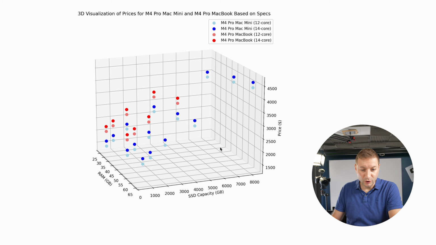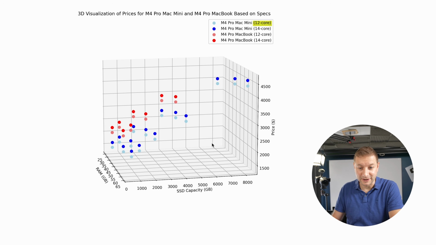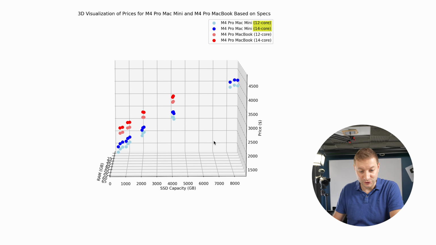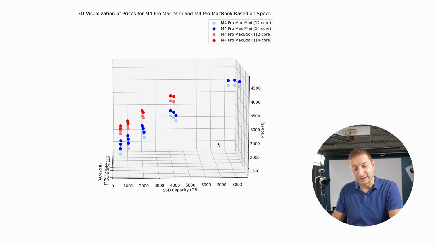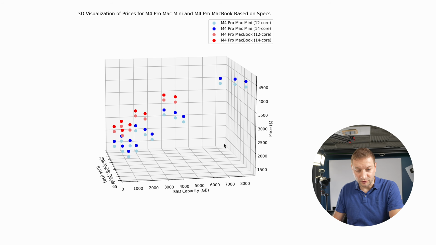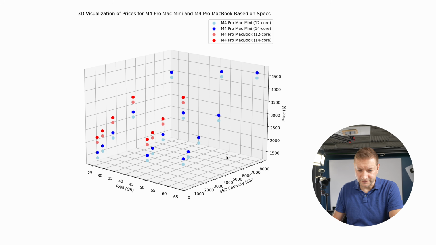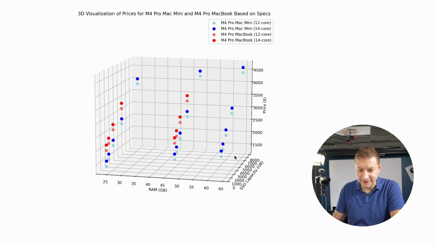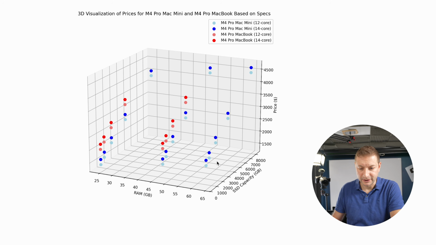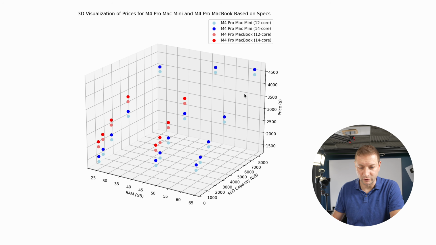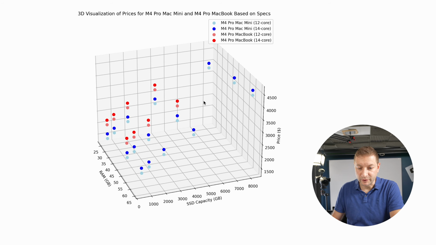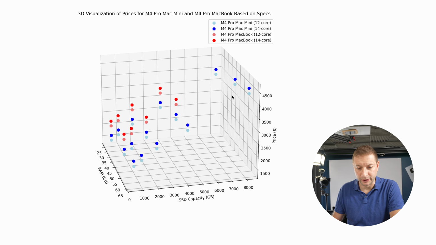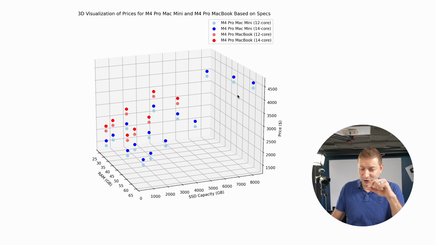Things get a little bit more hairy with the M4 Pros because we have 12 cores and 14 cores to pick from, but you can see that the price scales pretty much the same way across those devices, except this very outer edge, which is covered only by Mac Minis. We've got the 64 gigabyte RAM version only available for Mac Minis, but across all the Mac Minis in the M4 Pro line, 12 and 14 core. And we have the 8 terabyte version. Now, the case for the 8 terabyte version or even 4 terabyte version is gonna be super niche.